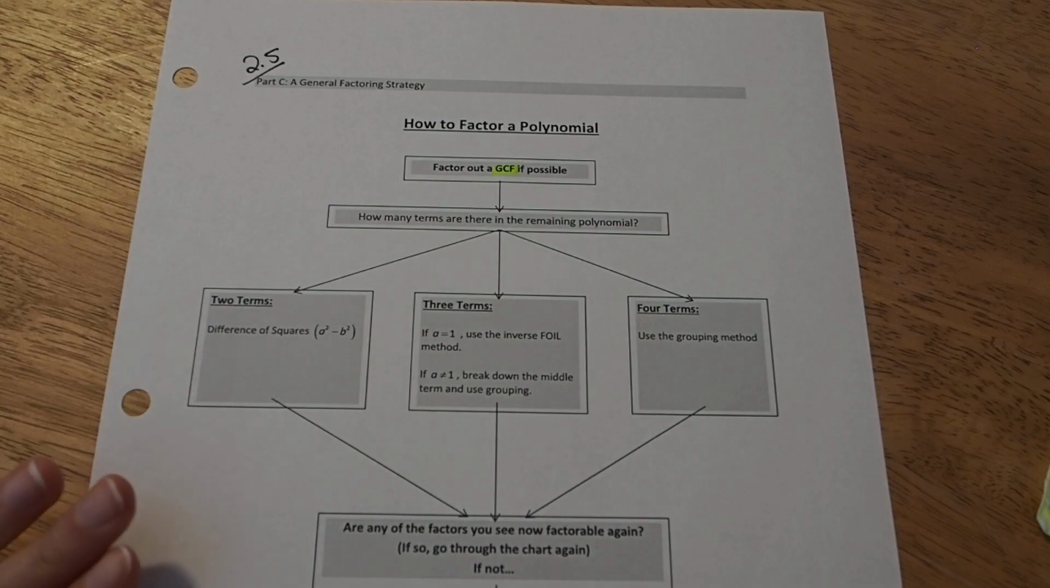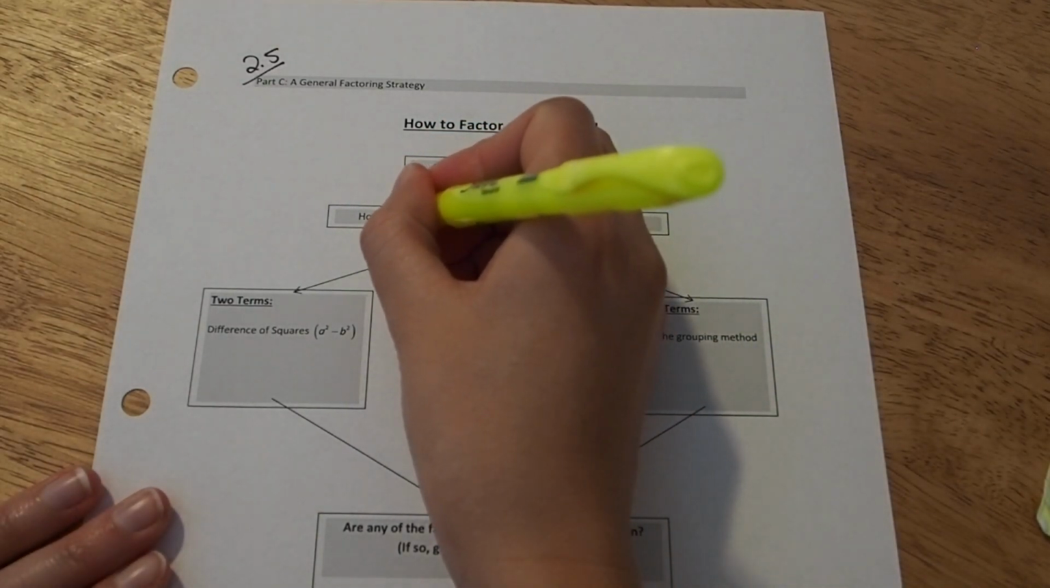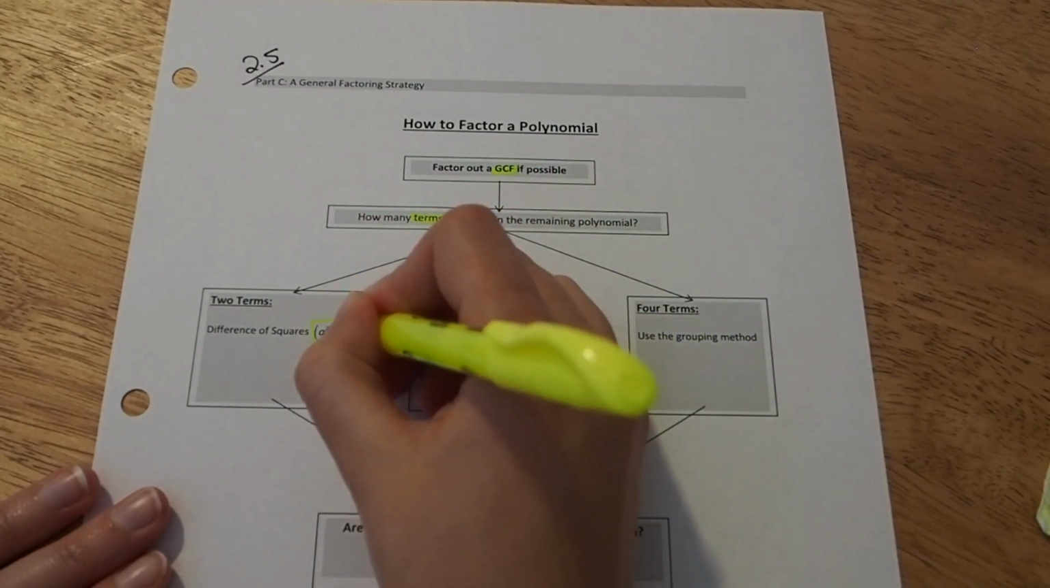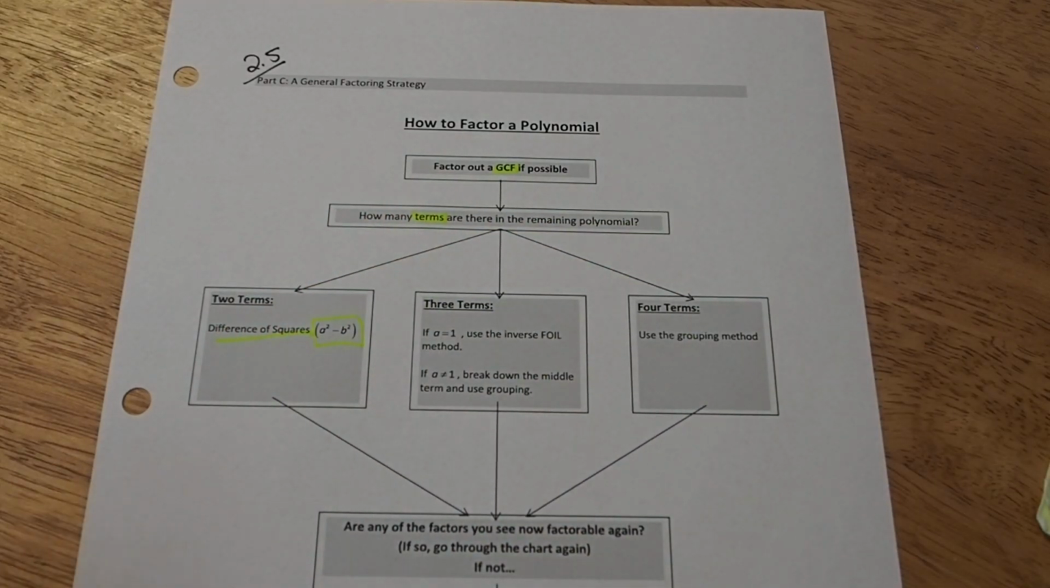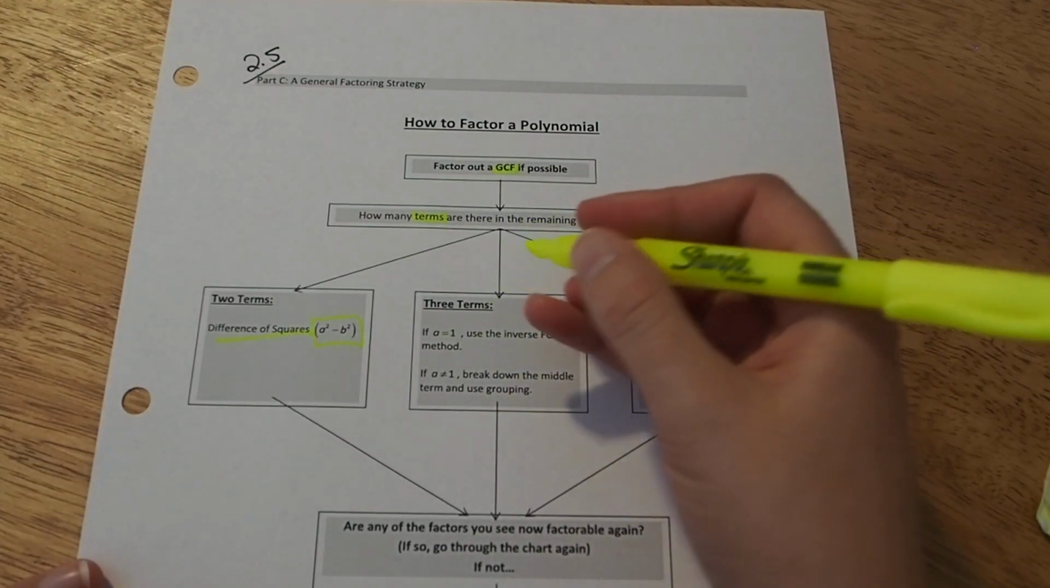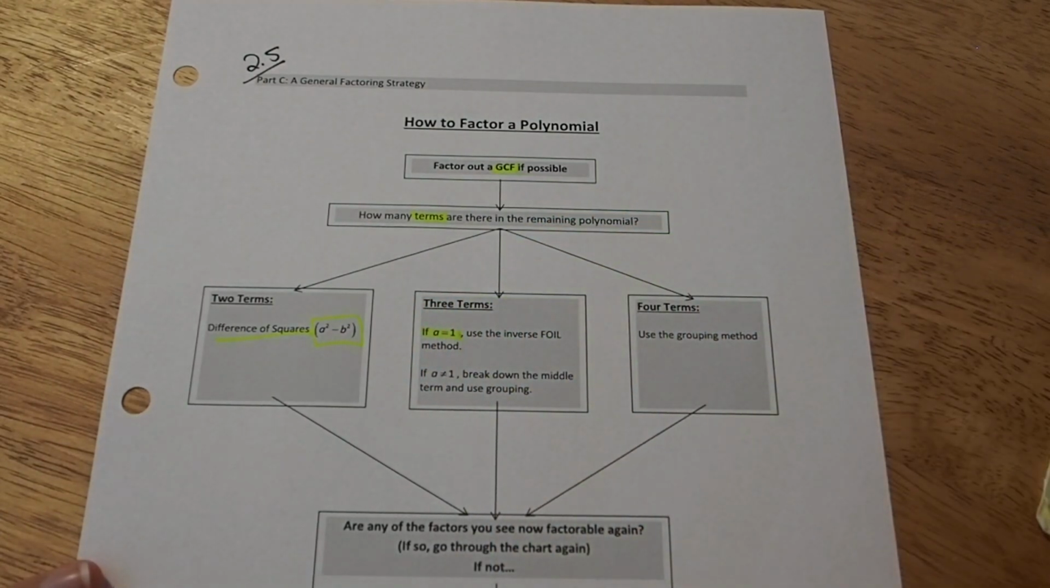After you've considered GCF, you want to decide how many terms are left in the polynomial. If there are two terms, we really only have one strategy right now, and that is the difference of squares strategy. If it's not a difference of squares, it probably can't be factored further. If it has three terms, we have two different techniques. One of our techniques is for the coefficient a being 1, and that's when you just break down the last term, add it up to the middle term.